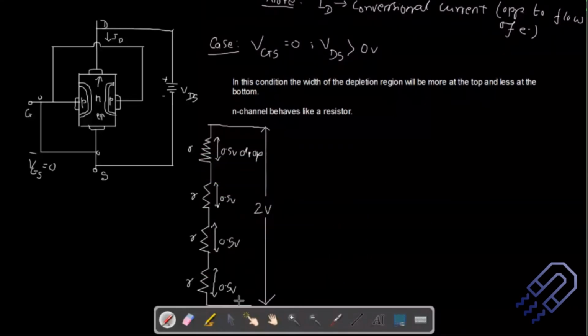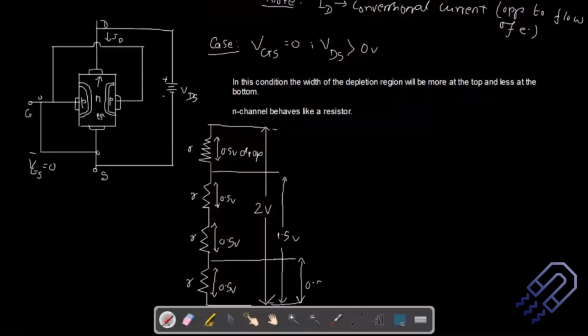If you actually use a voltmeter and try to measure the voltage across this end and this end, you are going to get 2 volts. But on the other hand, if you measure between this point and this particular point, you are going to get 1.5 volt. So what happens usually here is that the resistance is going to change. If I take across this lowest end, I am going to have only 0.5 volt.